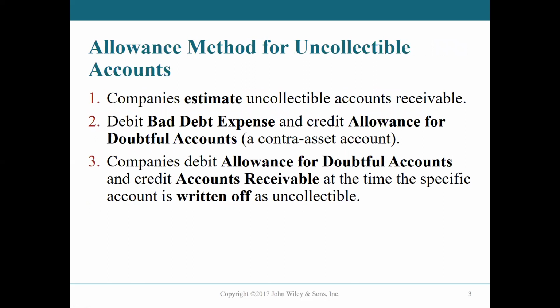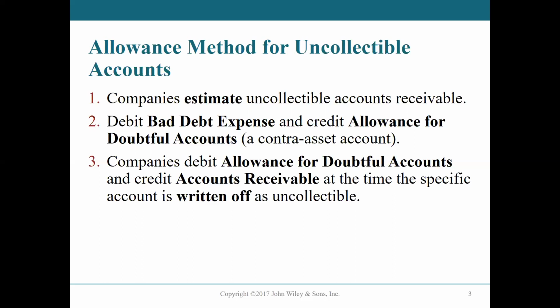Allowance method is the more desirable way of doing it because it gives us that matching. But what's a little confusing about it for most people is that it forces us to create a special account, a contra asset account called allowance for doubtful accounts. So remember, a contra account is an account that has its normal balance on the opposite side. So a contra asset, like allowance for doubtful accounts, is going to have a credit as its normal balance.